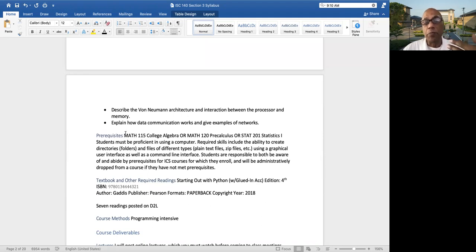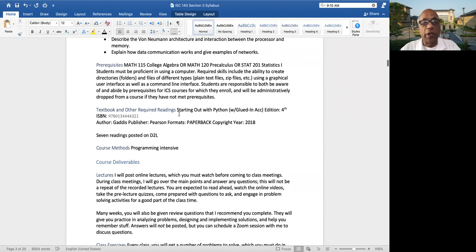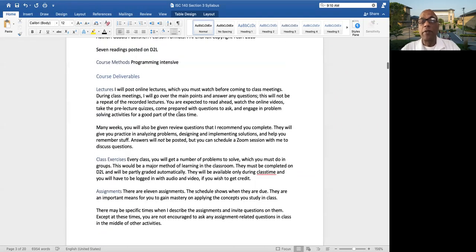And the prerequisites are you must have a good math background in college algebra or pre-calc or Stat 1, and you must have good skills in using a laptop or a desktop. It's not enough that you have used a phone. Okay, the textbook for this course is given here. You must buy it.